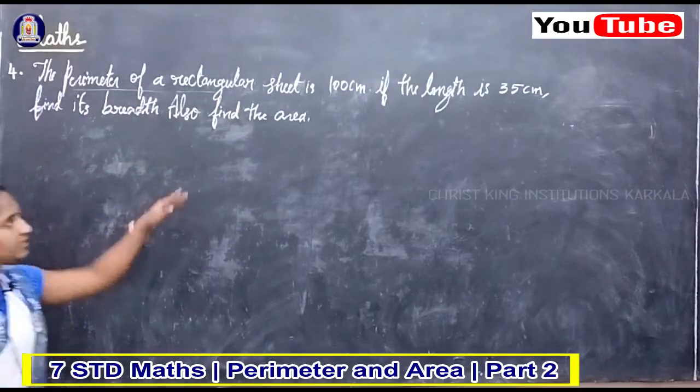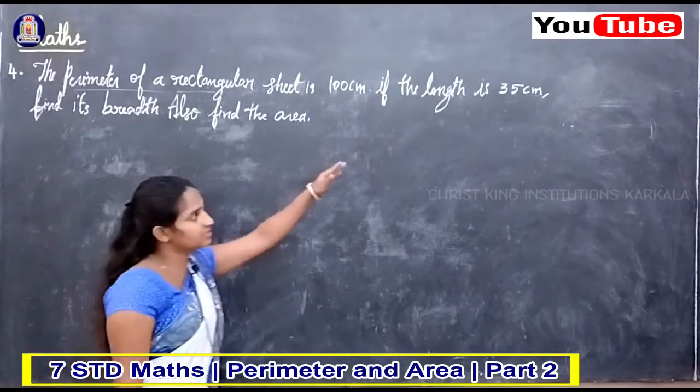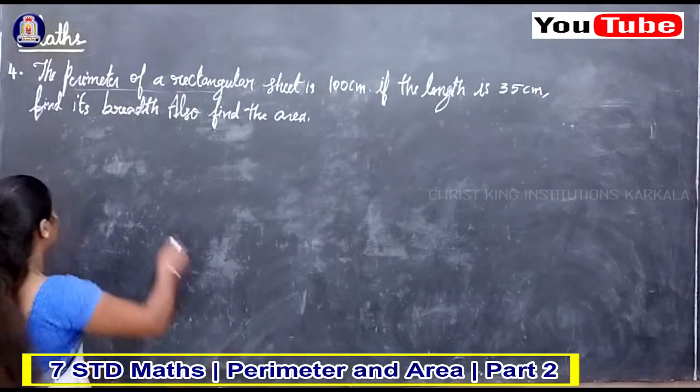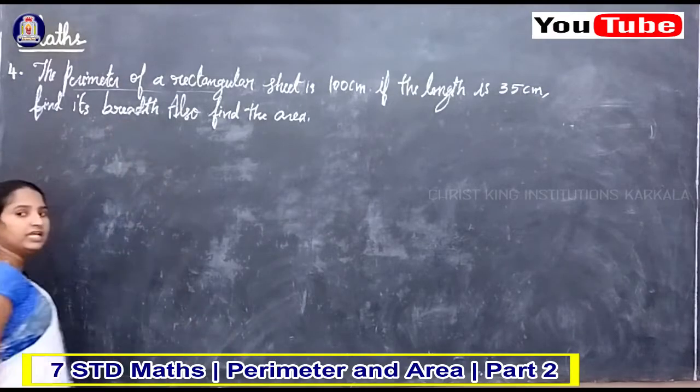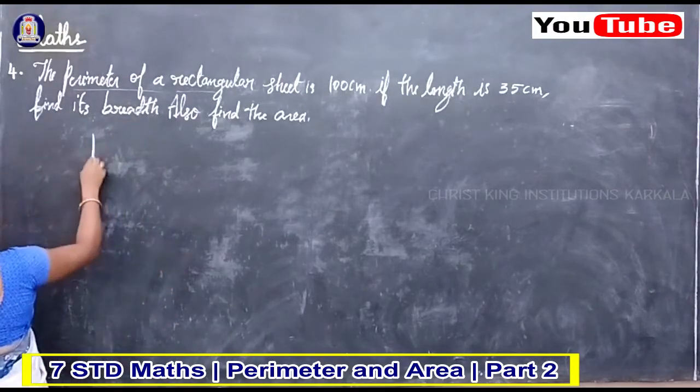See, in this question, the perimeter of the rectangular sheet is given, that is 100 centimeter. Then the length is given, 35 centimeter. You have to find the breadth of the rectangular sheet. Okay. So first we'll write what is given in the question.